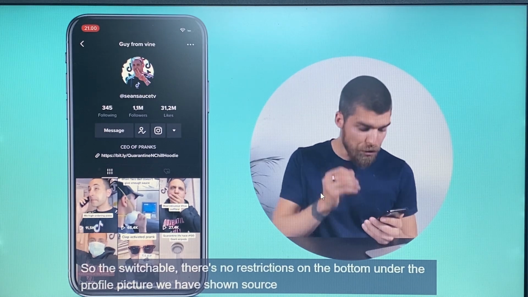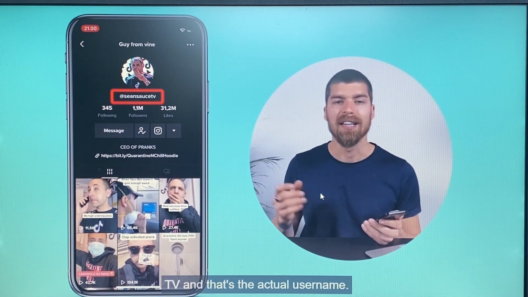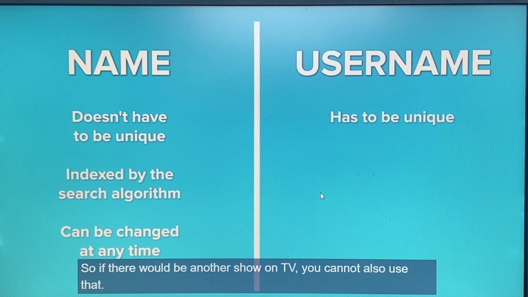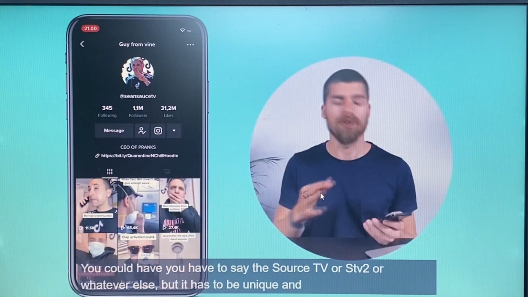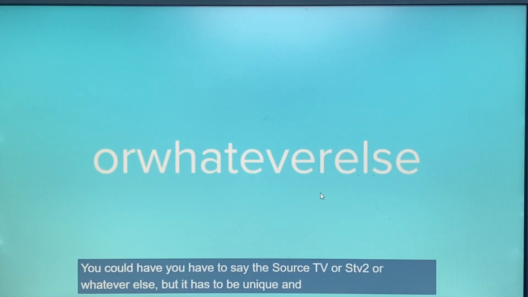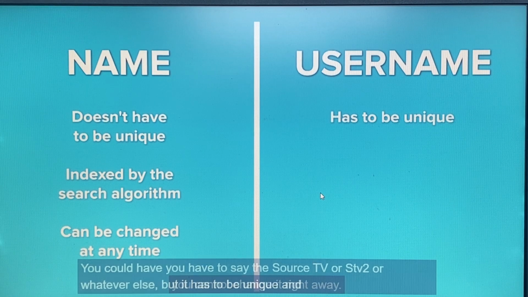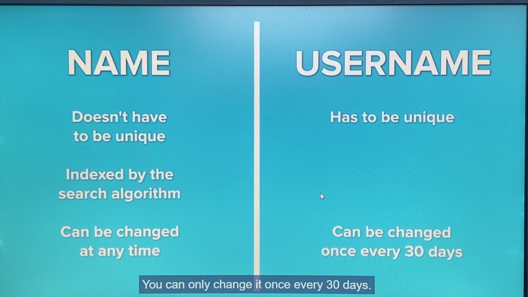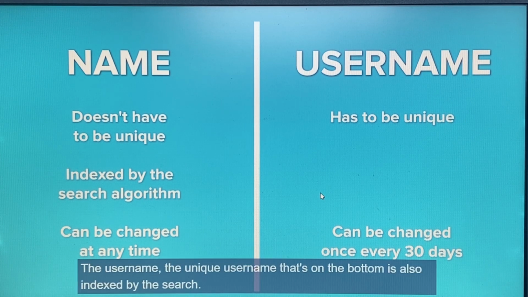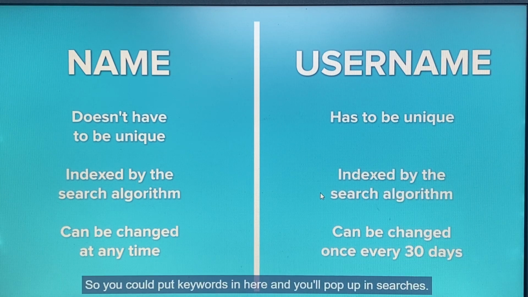On the bottom, under the profile picture, we have Sean Sauce TV, and that's the actual username. The username has to be unique. So if there would be another Sean Sauce TV, you cannot also use that. You have to say Sean Sauce TV 2 or whatever else, but it has to be unique. And you cannot change it right away. You can only change it once every 30 days. So TikTok does place some restrictions: change it only once every 30 days, and it has to be unique. The unique username that's on the bottom is also indexed by the search. So you could put keywords in here and it'll pop up in searches.